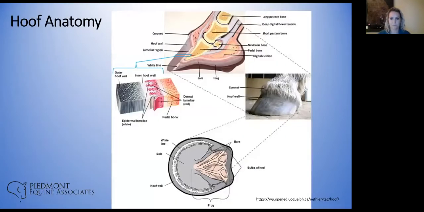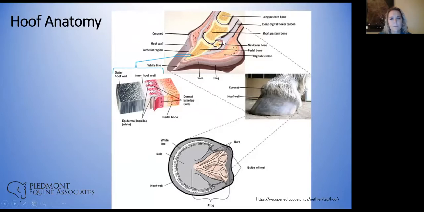So we'll dive right into the horse's anatomy. I got this off a really nice poster, and this is just going through the foot. First, look at the top of the diagram here. It's a cross section of a hoof. You can look at the long pastern, the deep digital flexor tendon, and the short pastern bone.